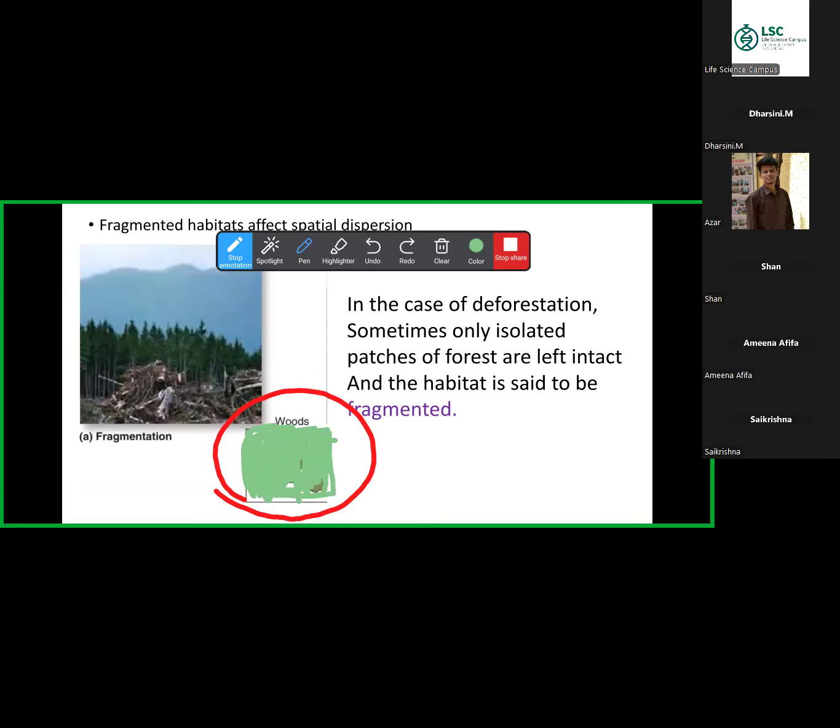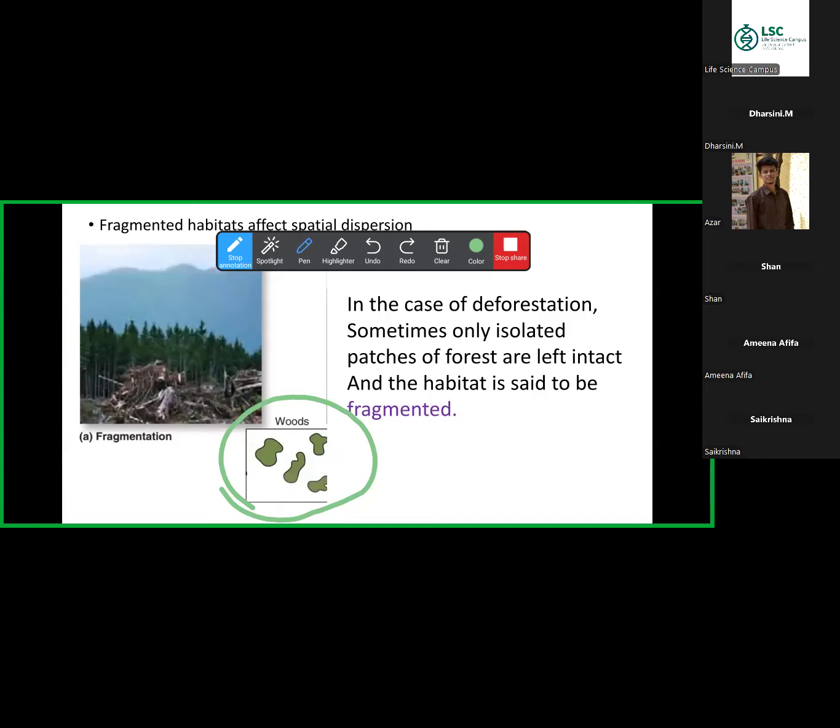As a result of deforestation, a large portion of the forest got damaged and only small patches of forest are left intact. So it will result in this type of a habitat. In this case, the habitat can be said to be fragmented. So this is a result of deforestation.